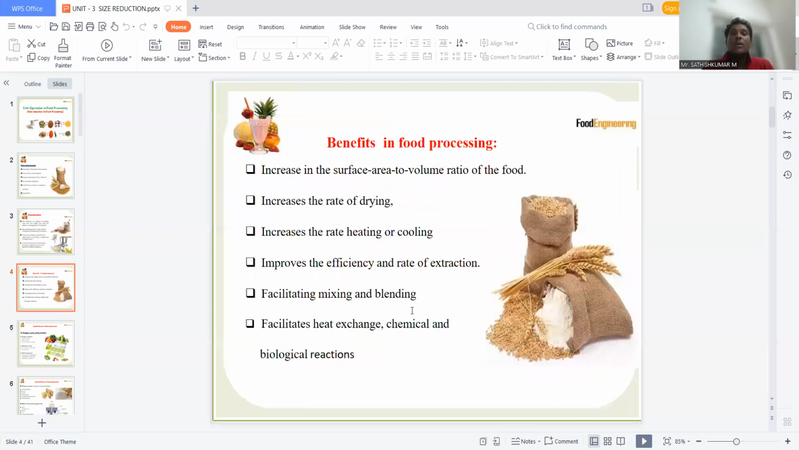Benefits of food processing due to size reduction: it increases the surface area to volume ratio of the food, increases the rate of drying, increases the rate of heating or cooling, improves the efficiency and rate of extraction, facilitates mixing and blending processes, and facilitates heat exchange, chemical and biological reactions. These are all the benefits of size reduction in food processing industries.